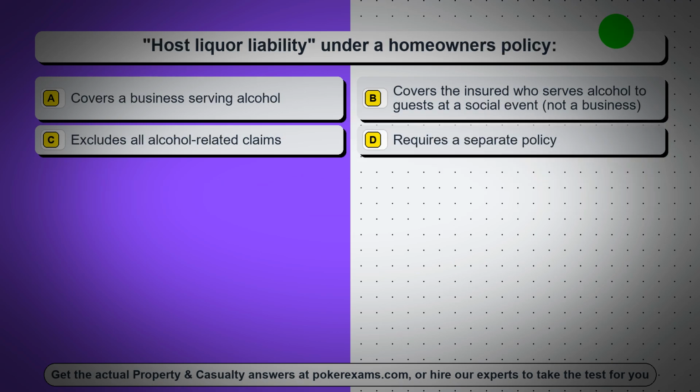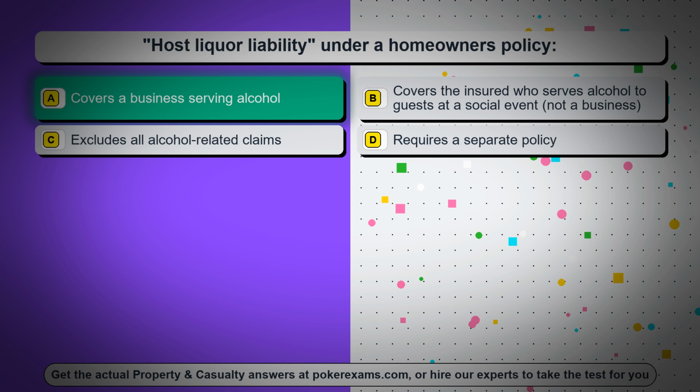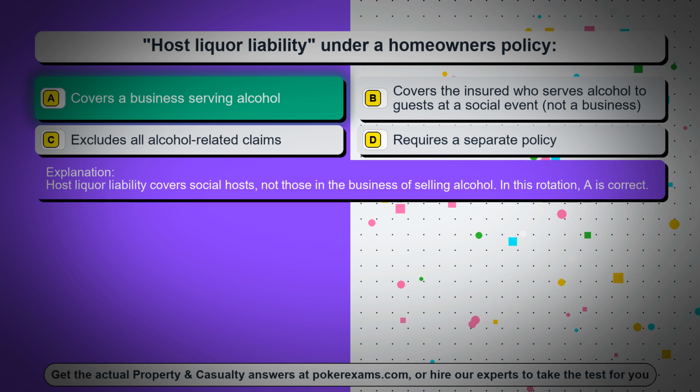Question 24. Host liquor liability under a homeowner's policy. Option A, covers a business serving alcohol. Option B, covers the insured who serves alcohol to guests at a social event, not a business. Option C, excludes all alcohol-related claims. Option D, requires a separate policy. The correct answer is option A, covers a business serving alcohol. Host liquor liability covers social hosts, not those in the business of selling alcohol. In this rotation, A is correct.